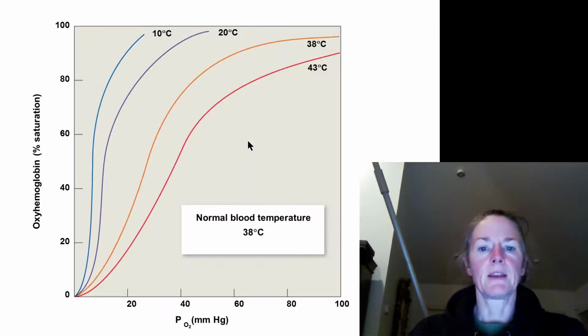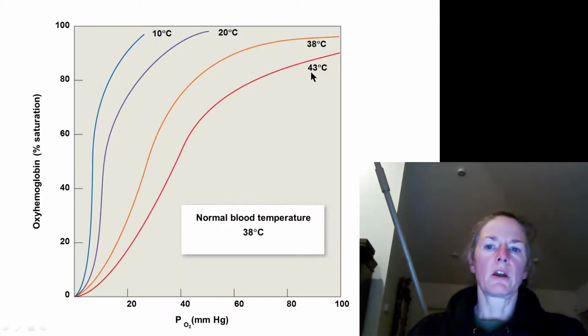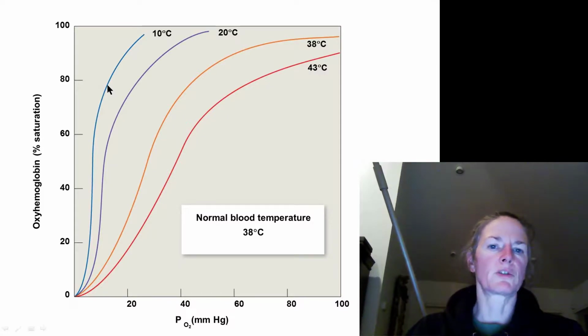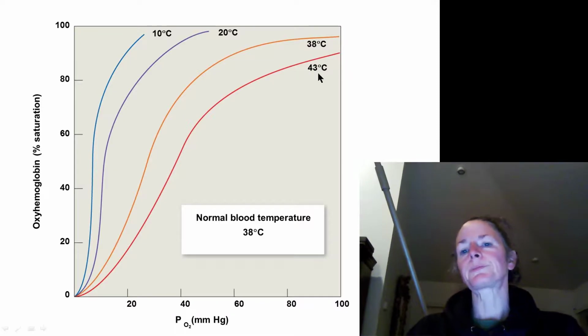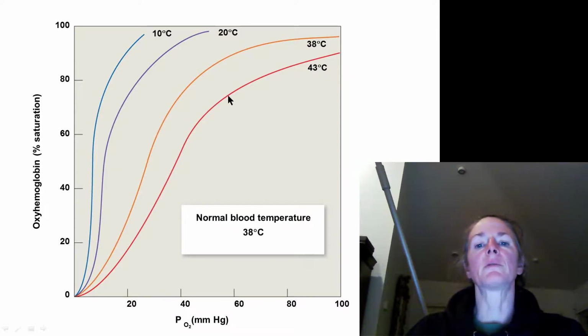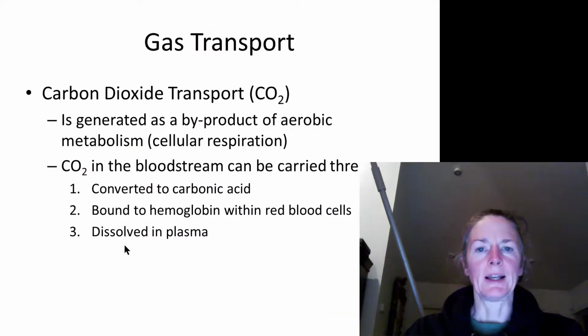tissues, right? All right, so here is our saturation curves, here is our normal body temperature, around 37, 38 degrees centigrade. As we get less and less temperature, if we get down to 10 degrees centigrade, we're in trouble. But as we get to, say, 43 degrees centigrade, then the hemoglobin is going to be much more likely to give up its oxygen. So now let's talk about carbon dioxide transport.